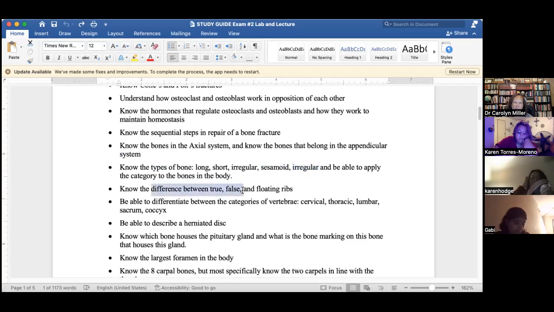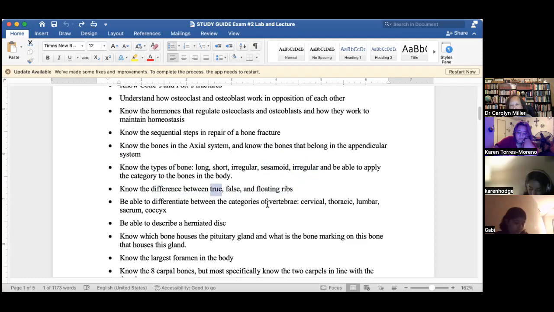Know the difference between true, false, and floating ribs. True ribs truly connect to the sternum. False ribs connect to the rib above it. And floating ribs do not connect to the sternum at all. We have 2 floating, 3 false, and the rest are true.